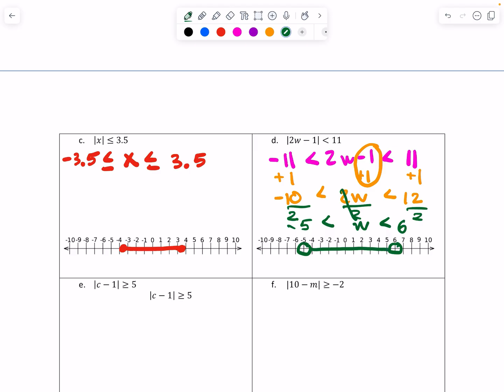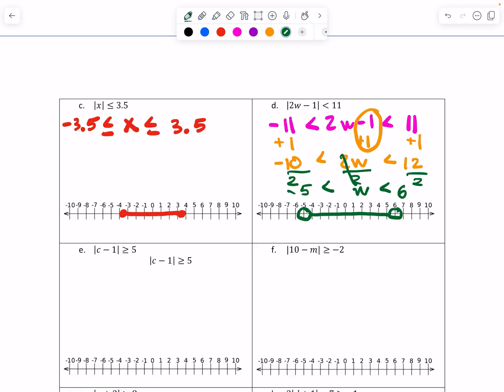Next problem, this is our first greater than, okay? The absolute value of C minus 1 has to be greater than or equal to 5. I don't really know why it copied it down twice. This doesn't need to be here. It's just the exact same thing. So what I'm going to do is I'm going to say C minus 1 could be greater than or equal to 5. That's true. Or C minus 1 could be less than or equal to negative 5. Okay? Because this is a 5, I'll also include negative 5 and less than or equal to it. Okay, that'll give me the outside.